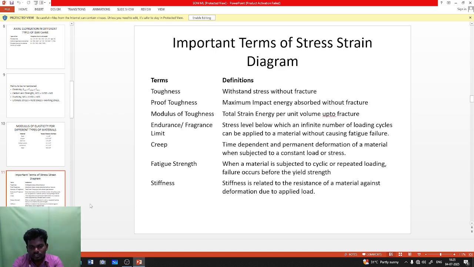Creep is defined as time-dependent and permanent deformation of a material when subjected to a constant load or stress. For fatigue strength, when a material is subjected to cyclic or repeated loading, failure occurs before the yield strength. And stiffness is related to the resistance of a material against deformation due to applied load.